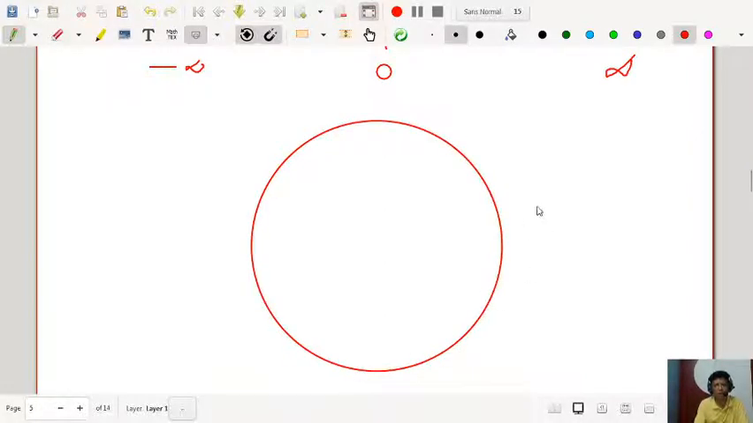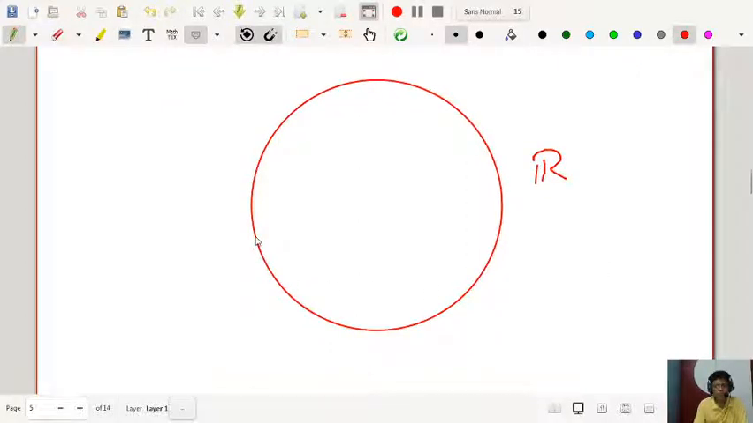This is your real number. This entire circle is your real number. So it contains the rational numbers. Rational numbers will be inside this. And inside the rational numbers, you have integers. And also real numbers contain the irrational numbers.